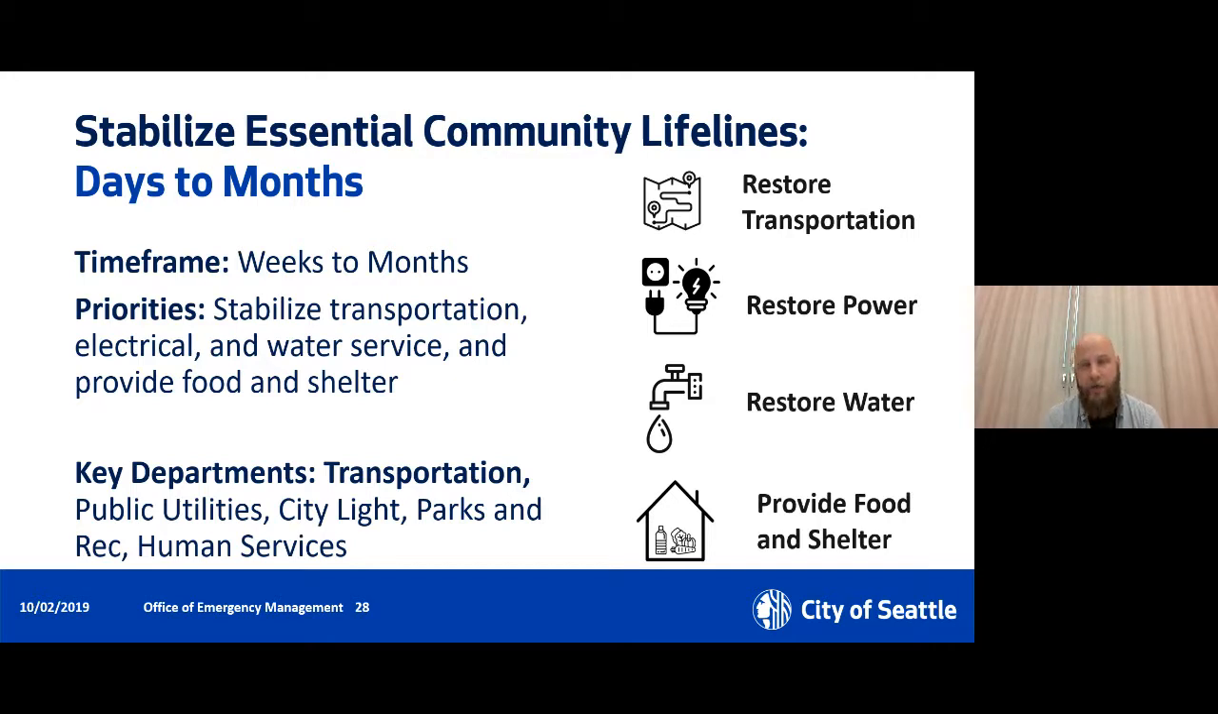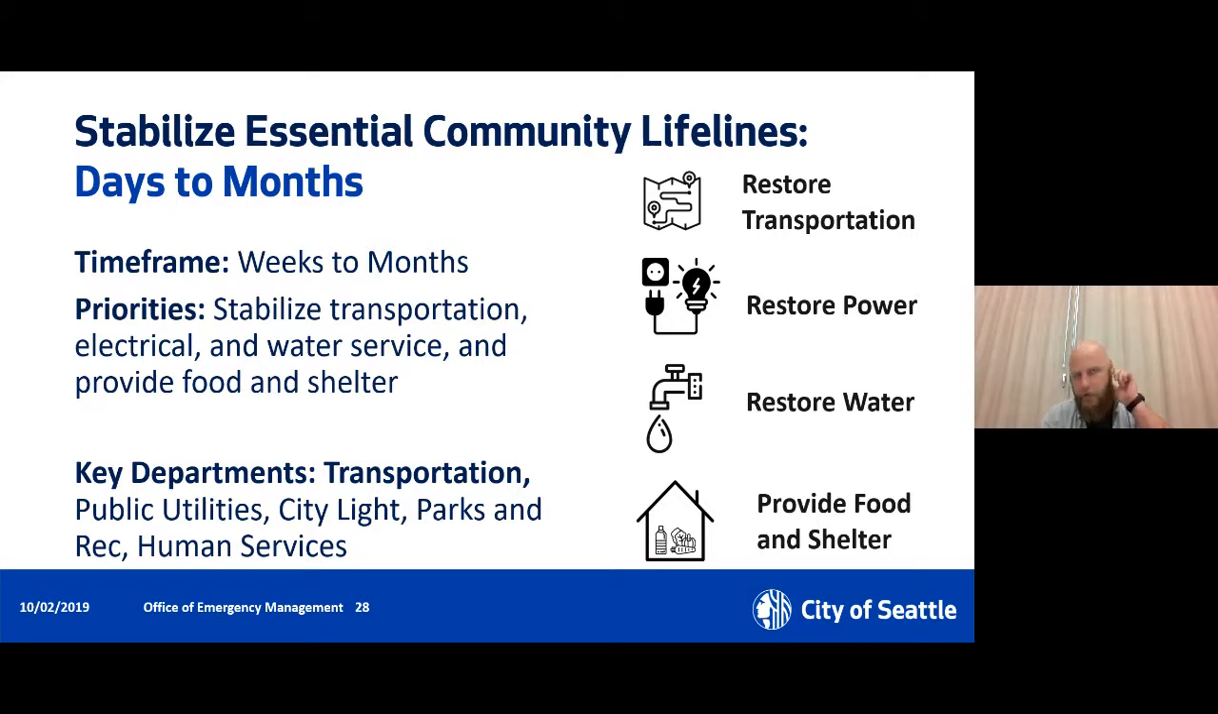Obviously, we're going to start doing this work immediately, but it's probably weeks before we can really make a dent in it. And the priority is stabilizing transportation, restoring power, restoring water, and providing food and shelter. The key departments are public utilities, city light, parks and recreation, and human services. And when we talk about sheltering, you'll see that parks and recreation has a role because of our use of community centers potentially in providing shelter.